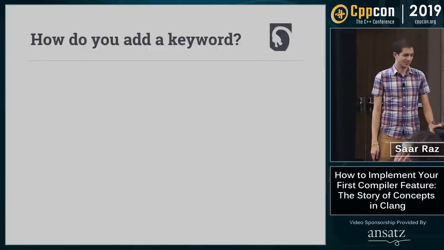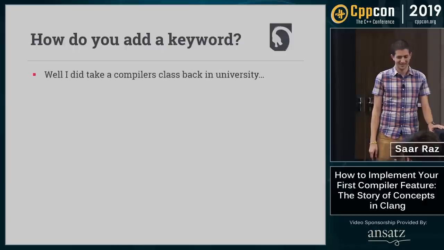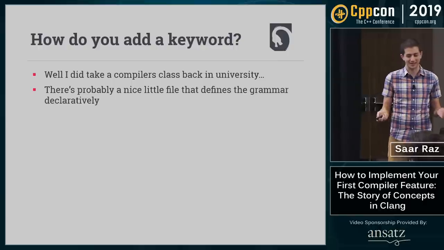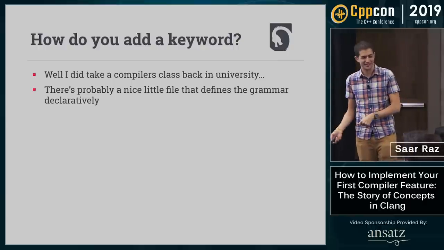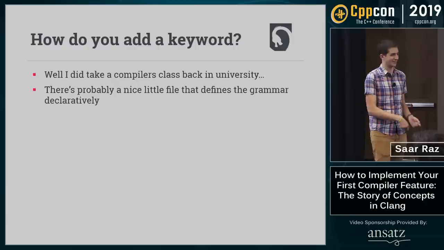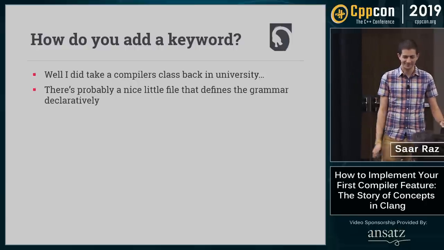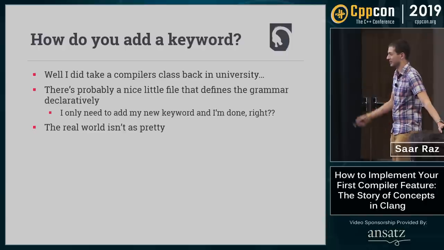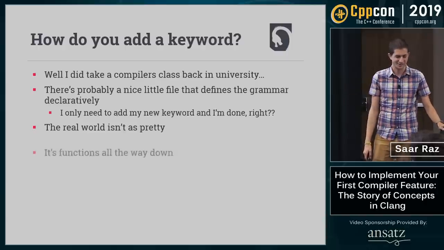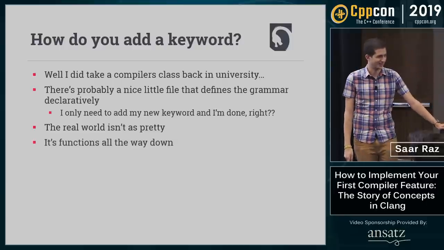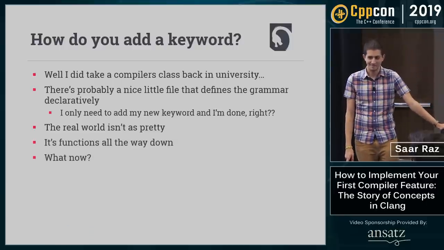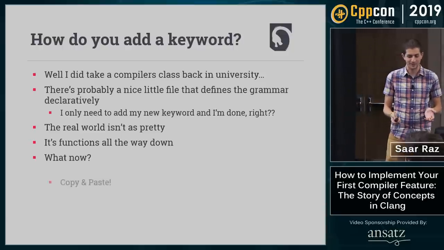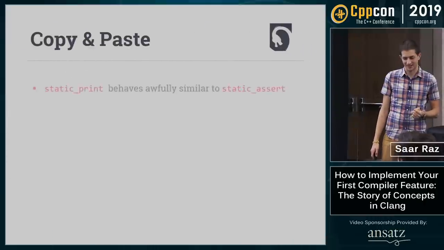So how do you add a keyword to C++? Well, I did take a compilers class back in university, and I know that there's probably a nice little file that defines the grammar declaratively, and I can just go in there and add the new keyword, right, with the syntax and everything. Well, the real world isn't so pretty, and maybe the C++ world isn't so pretty, and it's just functions all the way down that parse the thing. So what do we do now? I had no other way to handle this, and I went with copy and paste.